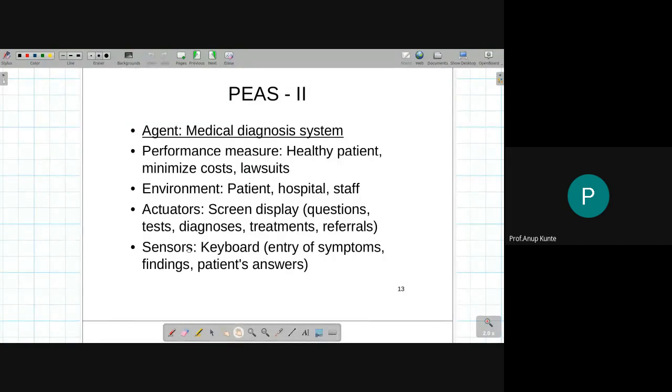What can the actuators be? Actuators in this case, the diagnosis system, here we want to diagnose, so I want to diagnose what ailment the patient has. Then after that diagnosis, I can actually prescribe maybe more questions. I can prescribe some tests, I can prescribe a final diagnosis, or I can prescribe some treatment, or I can refer that particular person to some expert other than the current system.